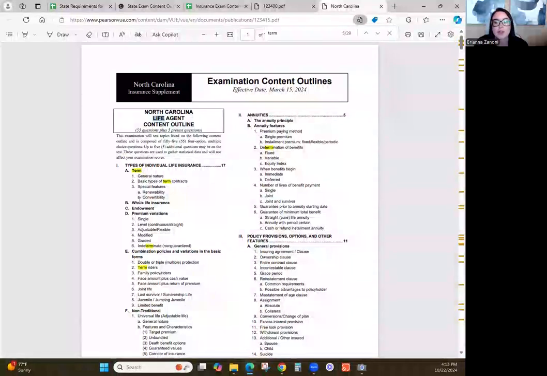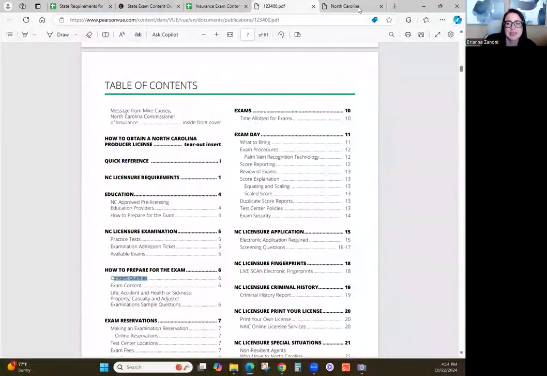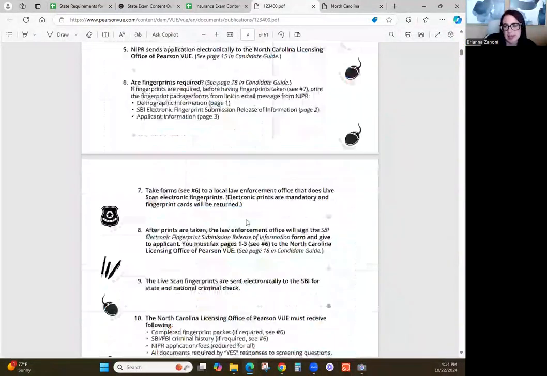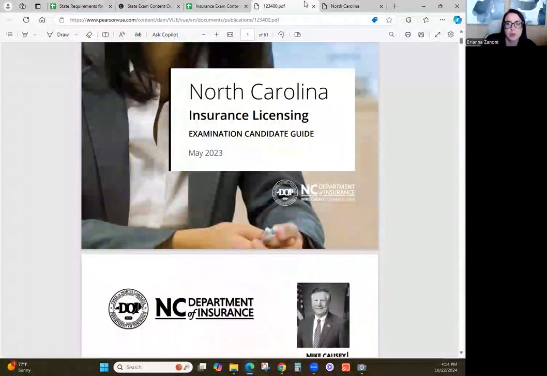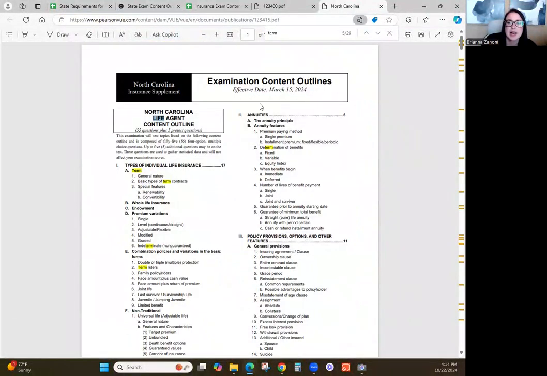I would definitely work on this one first to get it done out of the way, not have to worry about it anymore, and then move on to the health exam, or even taking them together if your state does allow. But if you want to grab the link to yours, you'll get the candidate handbook and you'll get this exam outline. These do get updated on a regular basis, some more so than others. This candidate handbook hasn't been updated in a while, but you'll be able to pull these directly from the site.